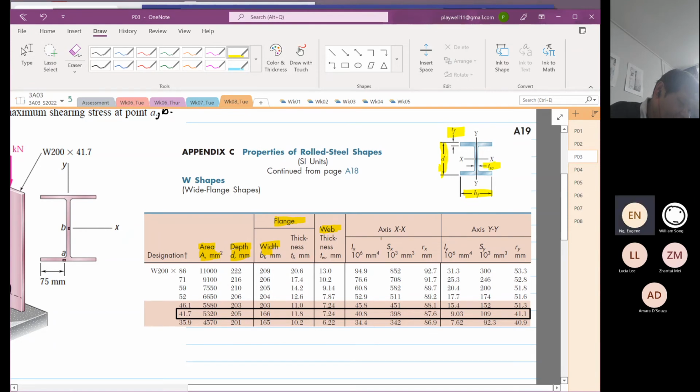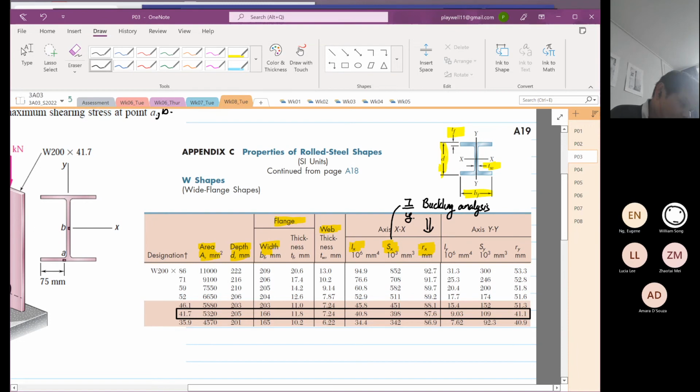And then we have the second moment of area, IX. We have S. Now S over here is basically, wait, let me try to recall. Okay, it's basically I over Y. And then you have your radius of gyration over here. Now you'll be wondering, why is the radius of gyration provided? We tend to use this for buckling analysis, which I will teach in week 11.